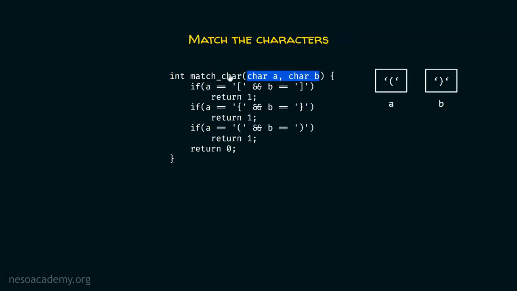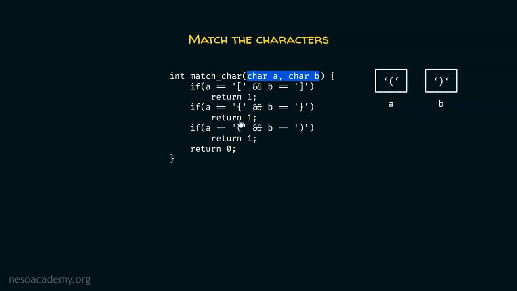This is how this function looks. Here we have this match char function and the return type of this function is int. This function will also return either 0 or 1. Here you can see the parameter list. We have these two character variables a and b. Right now you can see that a is holding this left round bracket and b is holding this right round bracket. We know that there is a match, right?